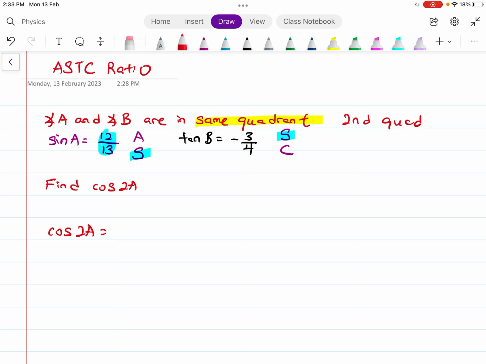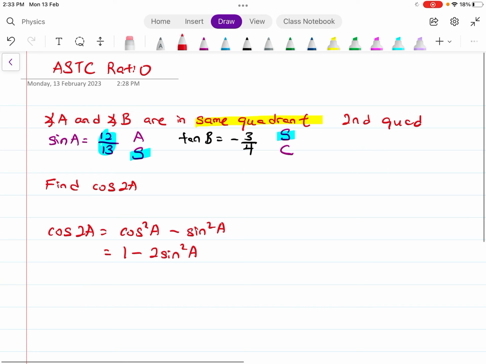So we know cosine 2A has three forms. The first form is cosine square A minus sine square A. The second form is 1 minus 2 sine square A. The third form is 2 cosine square A minus 1. Which form do you think we want to use so that we can get the answer? Definitely the second form. Of course, I can also use the third form, but it needs a bit more calculation and is more tedious.